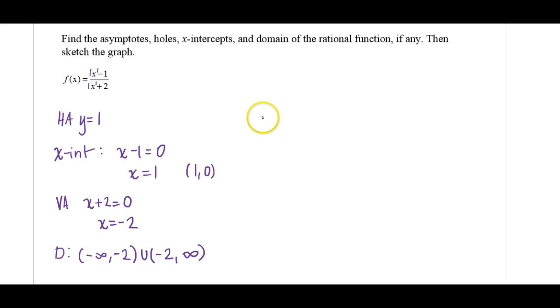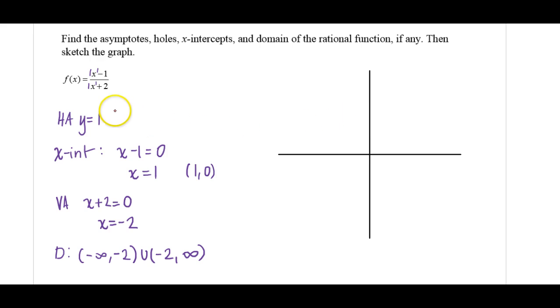And so now what I want to do is go ahead and graph. Here I have my xy plane, and I can already fill out all the information that I found: the asymptotes, the holes, and the x-intercepts. So I'm going to sketch y equals 1 as a dotted line, because remember, asymptotes are not actually part of the function, they just help us draw the function. So I'm going to draw a horizontal line at y equals 1.